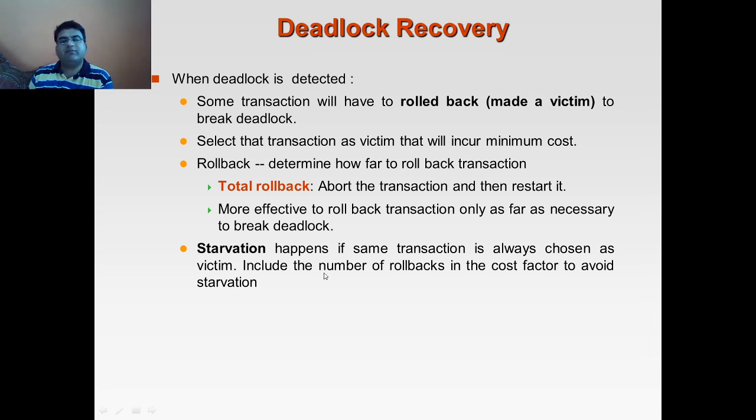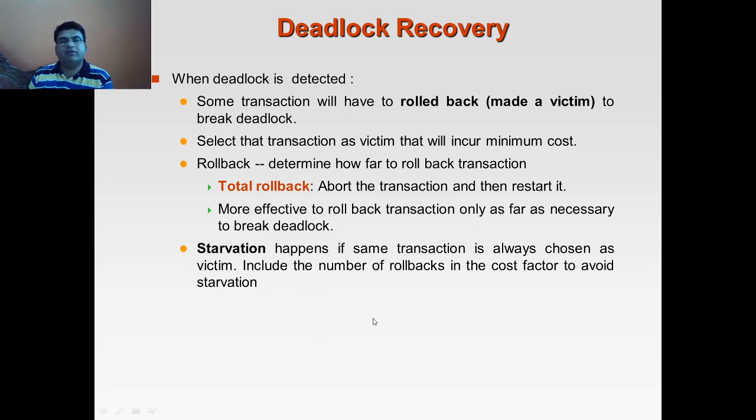Again, starvation may happen if the same transaction is always chosen as a victim based on its cost factor. So we should also find a suitable method so that no single transaction is always chosen as a victim. Include the number of rollbacks in the cost factor to avoid starvation.